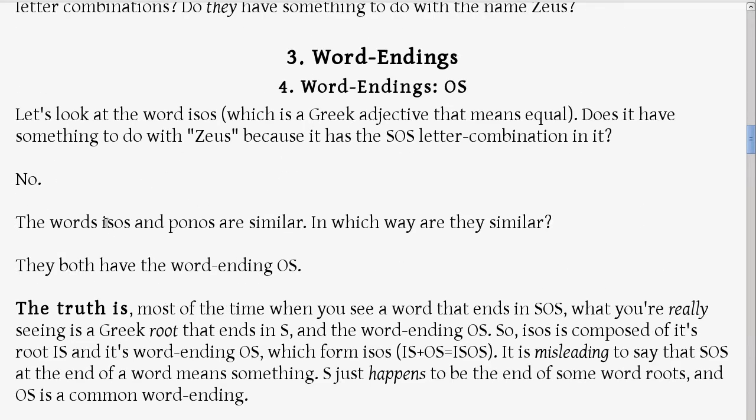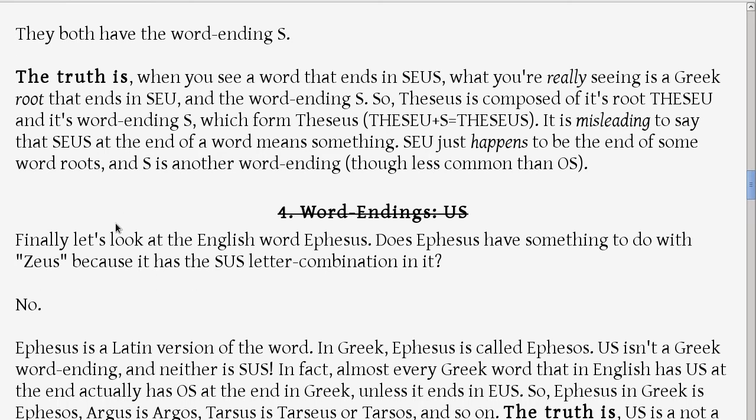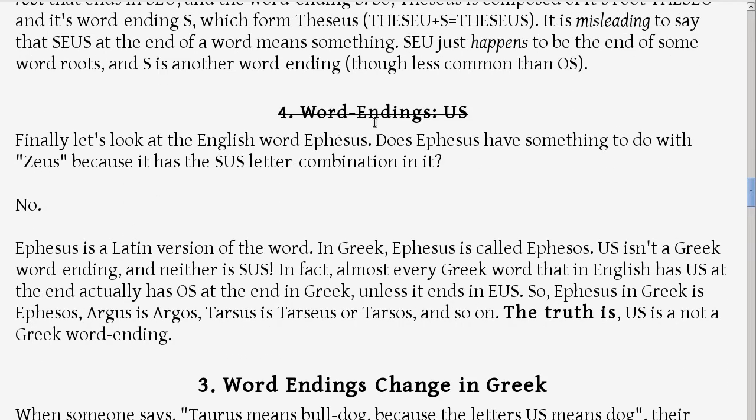In this example, isos, this is the root, which is completely separate from the word ending. And this word ending, like I said, is a common word ending. You can see it in this word as well. Same ending, different root. So to say that SOS in this word means Zeus is misleading because OS is separate from IS. They're splitting it here when really it's split here. So that's my point. Word endings: US.